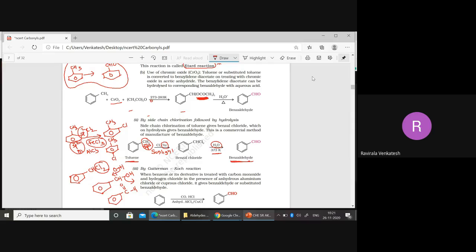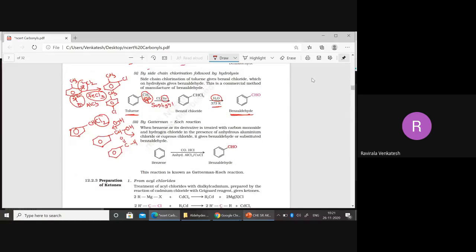So this is called the side chain reaction. It's a very important reaction. They don't ask directly. They ask in conversions. This is for conversions, write down like this. Any doubts you're having up to here? Anybody having doubts here? Up to here.